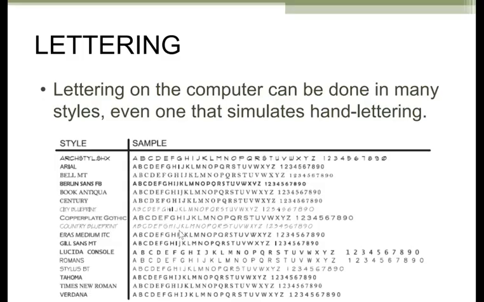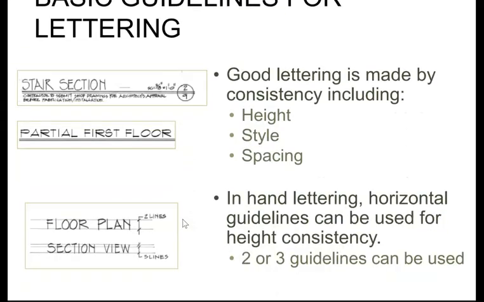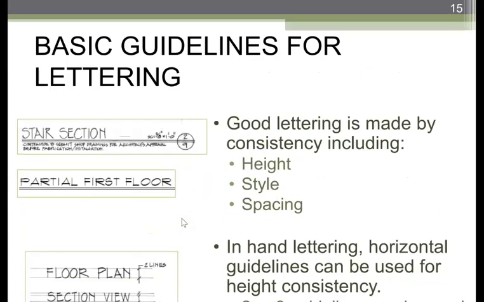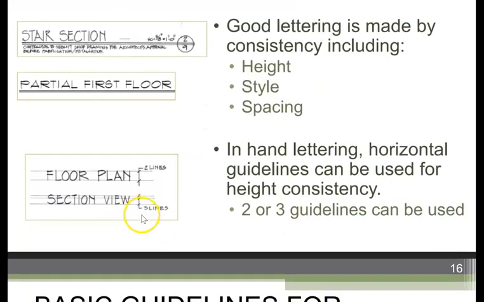Lettering on a computer is a lot easier, and that will come to you soon. But the basic guideline for lettering is that good lettering is made by consistently including height, style, and spacing. And here are some of the title blocks you can see. In hand lettering, horizontal guidelines can be used for height consistency. Two or three guidelines can be used.